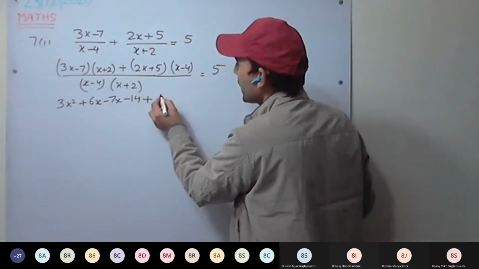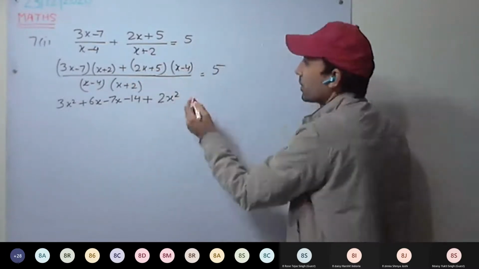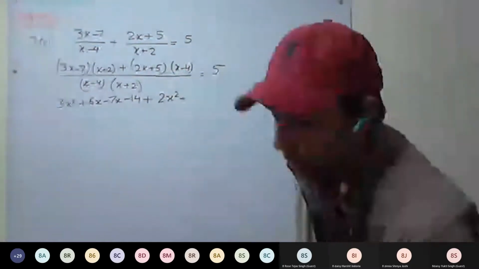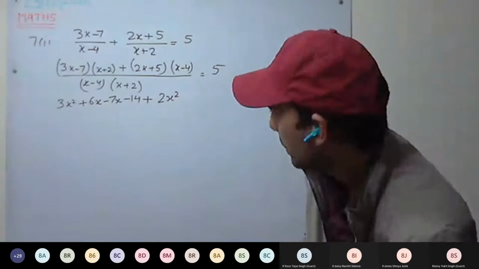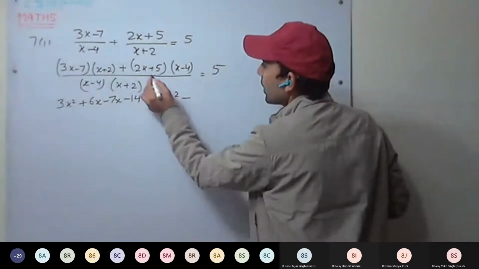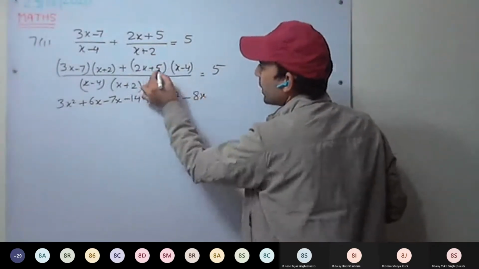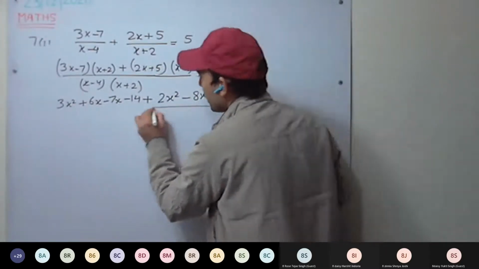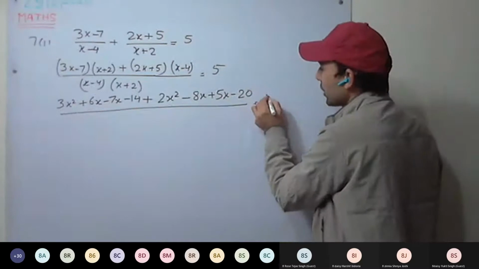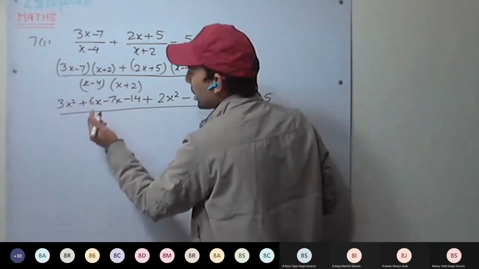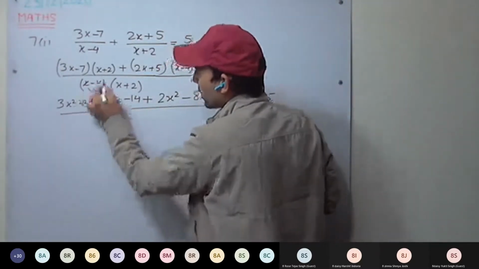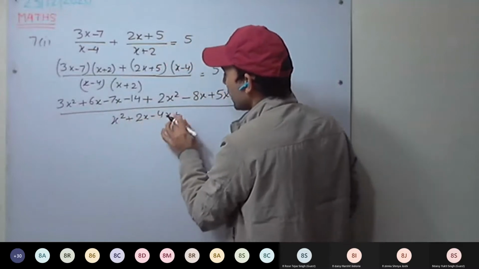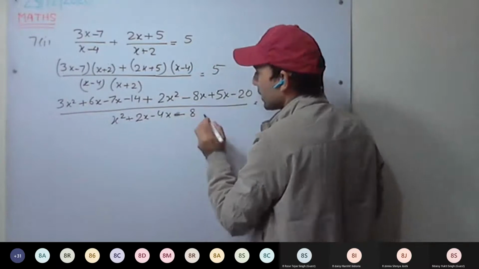Then 2x into x, 2x square. Plus, here 2x into minus 4, so it will be minus 8x, plus 5x, minus 20. And in the denominator, what will we be getting? x into x, x square, plus 2x minus 4x, then minus 8. This is fine.